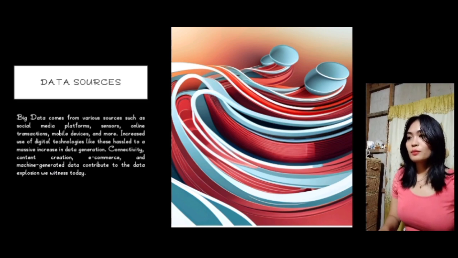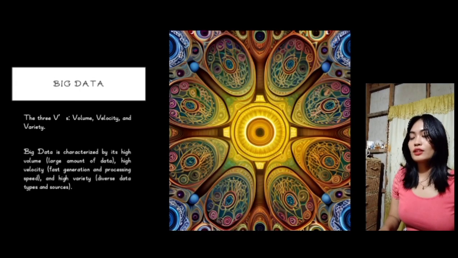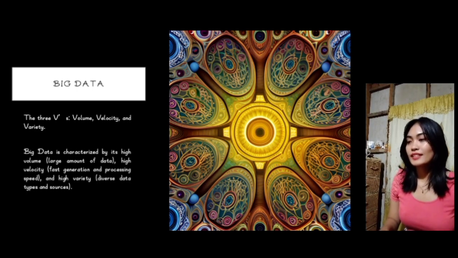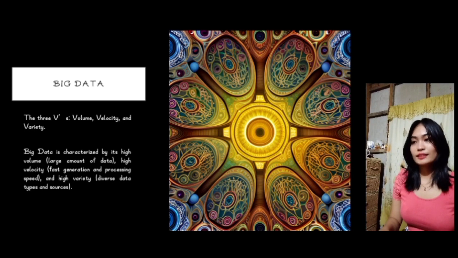Okay, moving on to the 3 V's of big data. So we have the first V, which is volume, the second V, velocity, and the third V is variety. Now, big data is characterized by its high volume, which means large amount of data, high velocity, which means fast generation and processing speed, and high variety, which means diverse data types and sources.